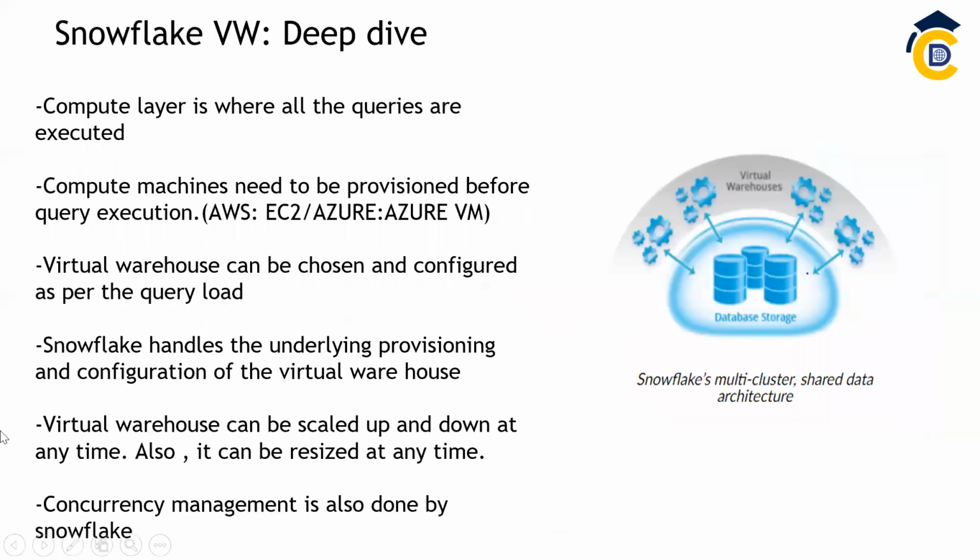So compute machines need to be provisioned before query execution, and these are the services behind the virtual warehouse: on AWS it is EC2, on Azure it is Azure Virtual Machines. Then virtual warehouses can be chosen and configured as per the query load. You can see these different virtual warehouses here, so you can create multiple warehouses as per your needs.